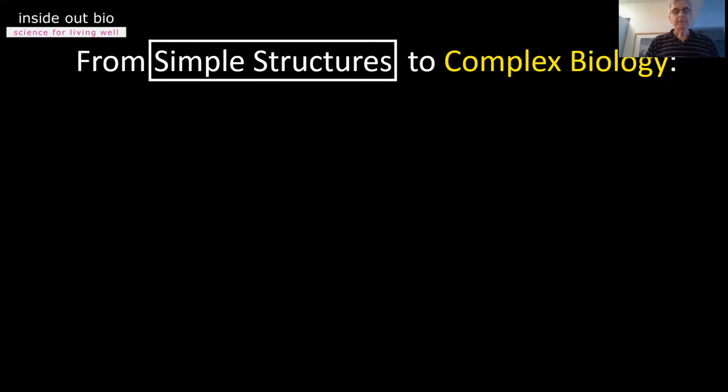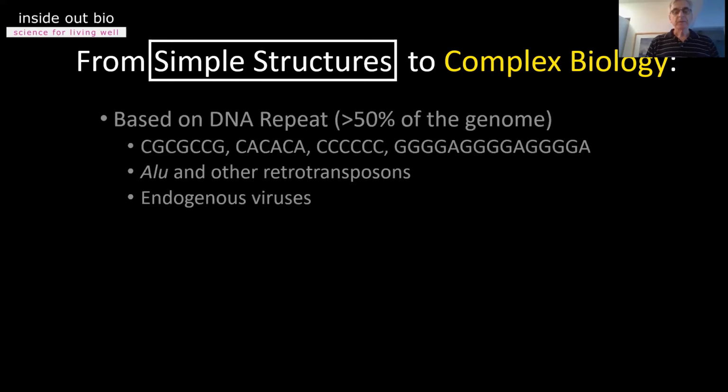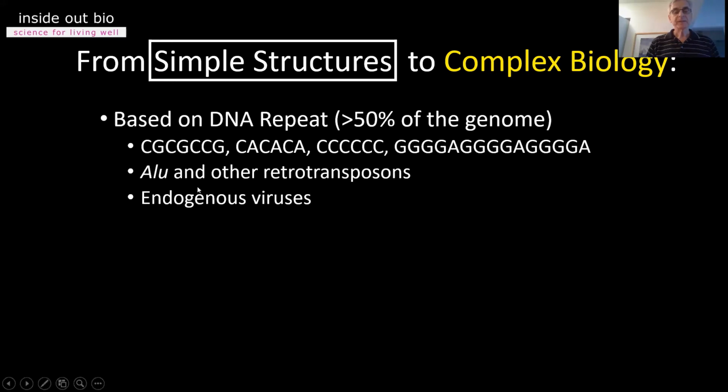So we can start with repeat sequences, form simple structures, and use those to generate complex biology. So what are the repeat sequences that are involved? As you know, most of our genome is repeat, and very little of it is coding. These repeat sequences that form alternative structures called flipons consist of alternating repeats such as CG-CG or CA-CA, or repeats of the same nucleotides, such as poly-C or poly-G, where C is cytidine, G is guanosine, and A is adenosine. They also can be formed by retrotransposons.